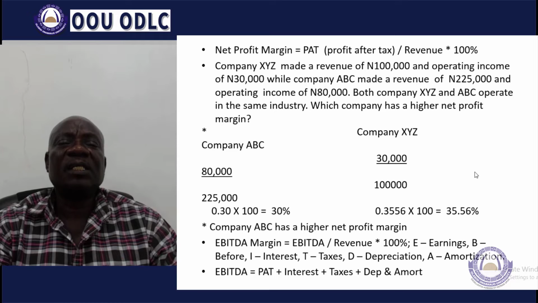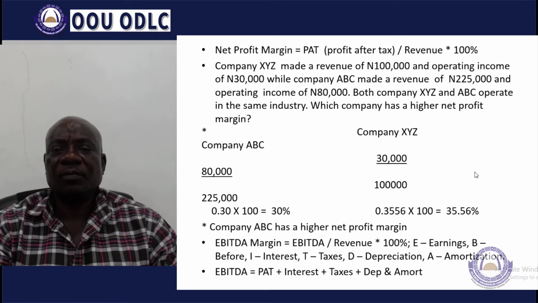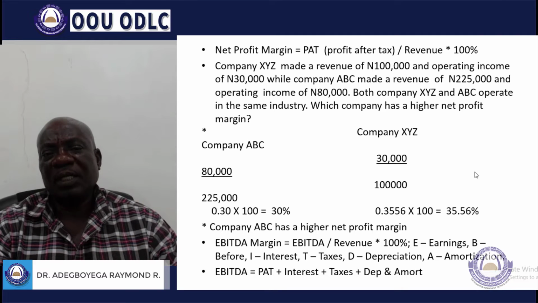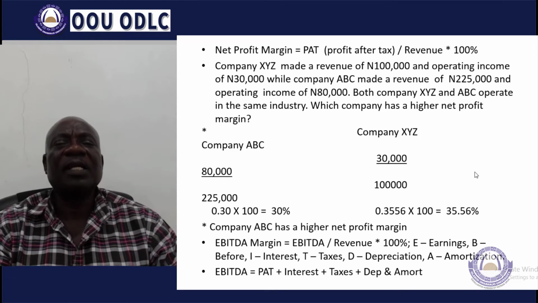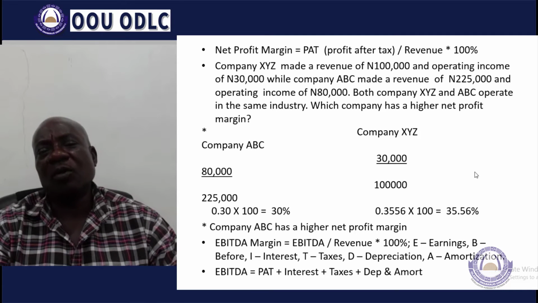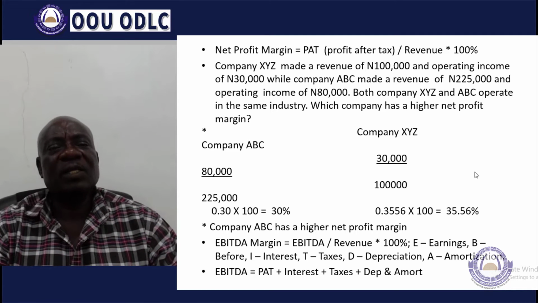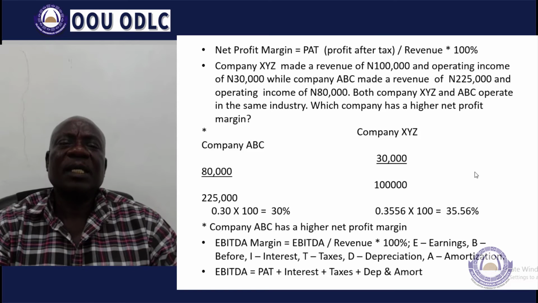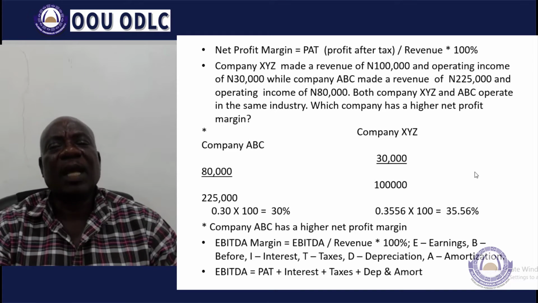The other one is net profit margin. Gross profit does not take into consideration how much tax a company has paid during the period under consideration. But when you are taking net profit margin into consideration, you have to look at the profit after tax over revenue times 100.